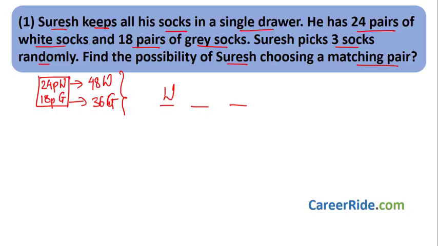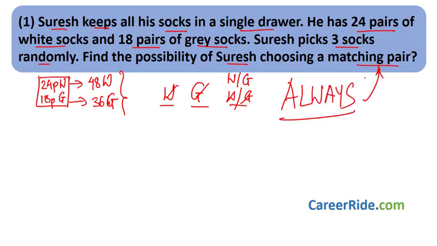Now again he closes his eyes and picks up the second sock. Let it be grey. Okay, now again he closes his eyes and picks another sock. Now the third sock can be white or grey. Say if it is white, we got a matching pair, right? Say if it is grey, okay, still we'll get a matching pair. What does that mean? Whatever 3 socks he picks, we will always get a matching pair. That means that this event will always happen.